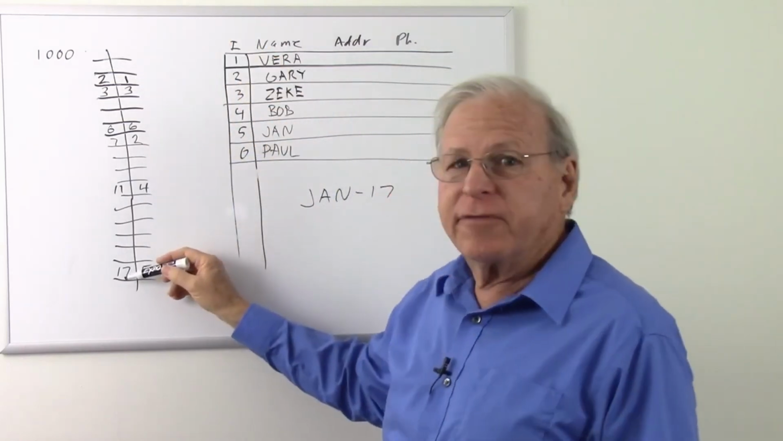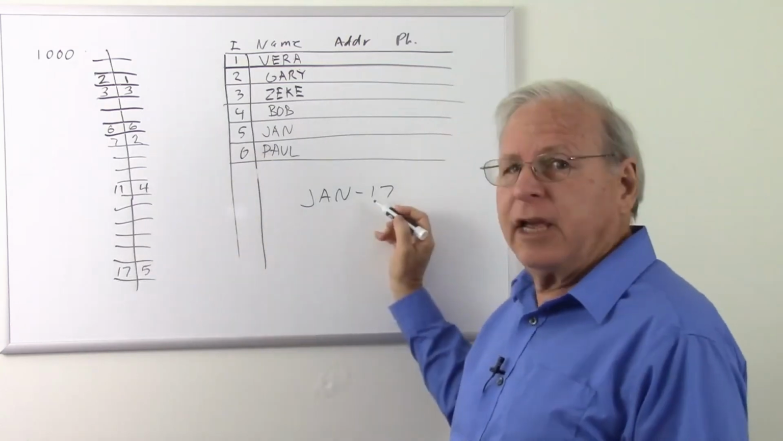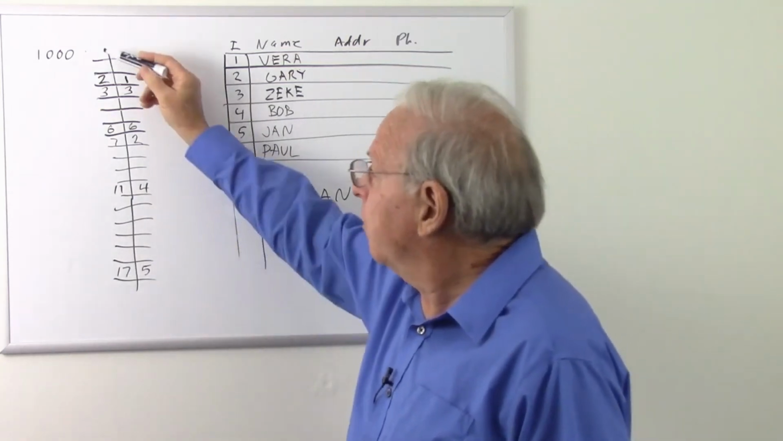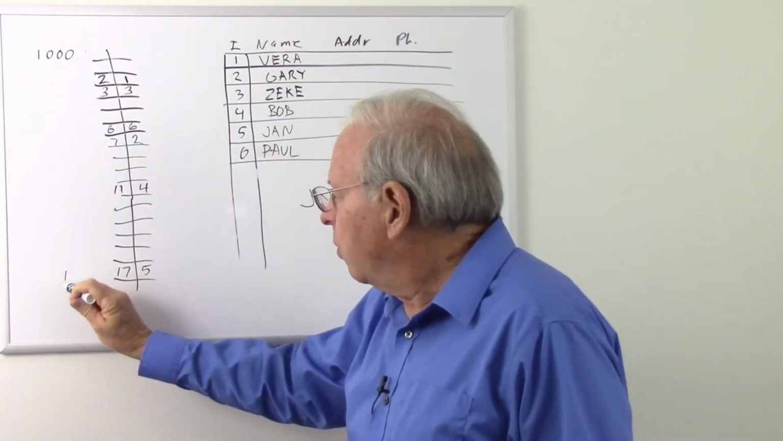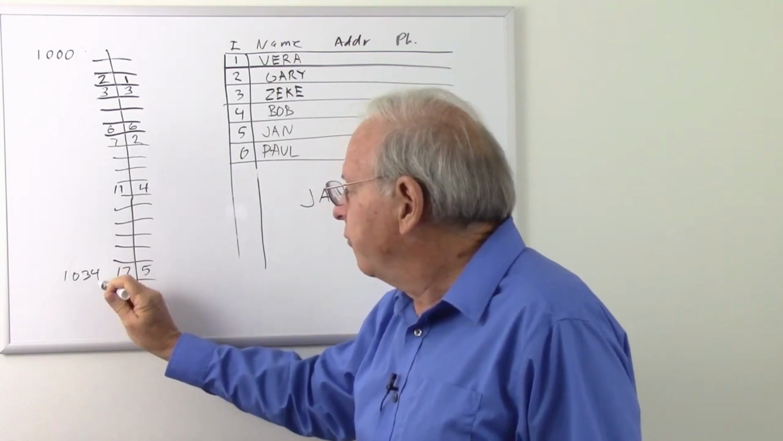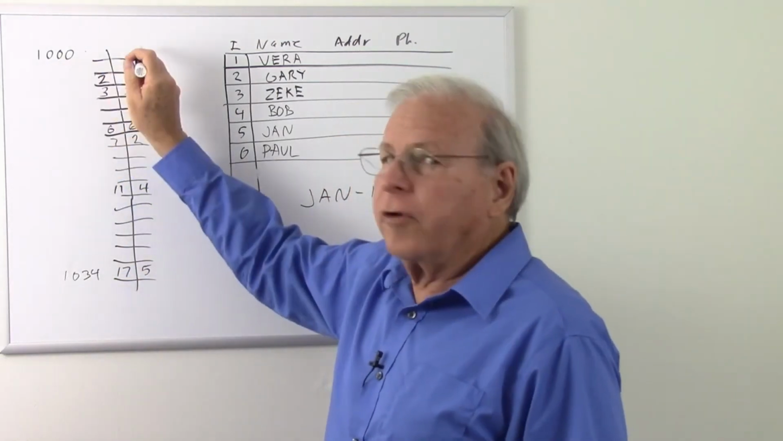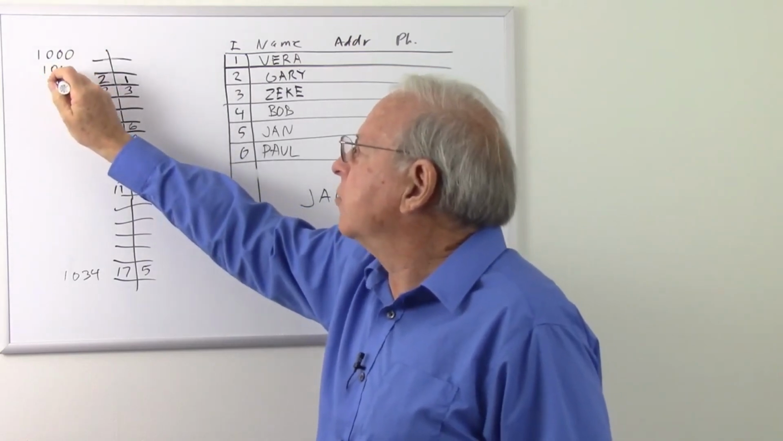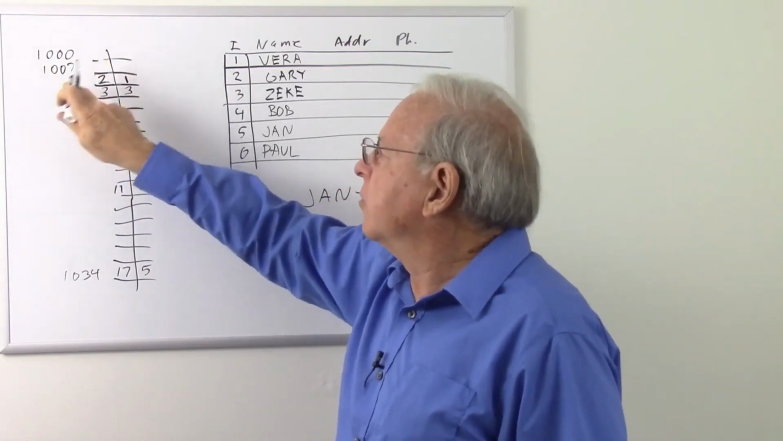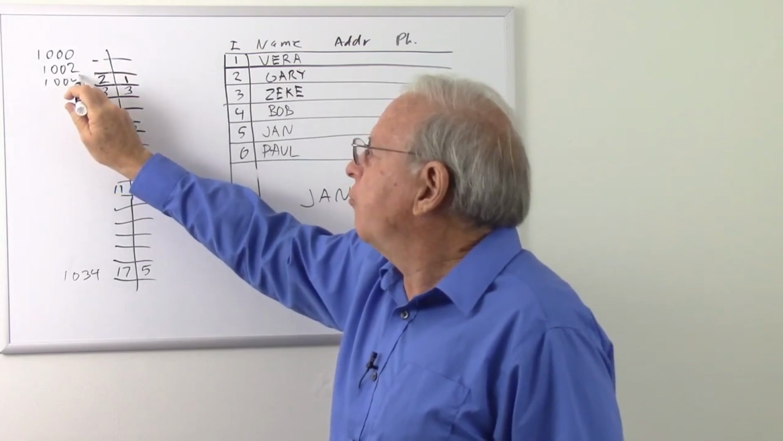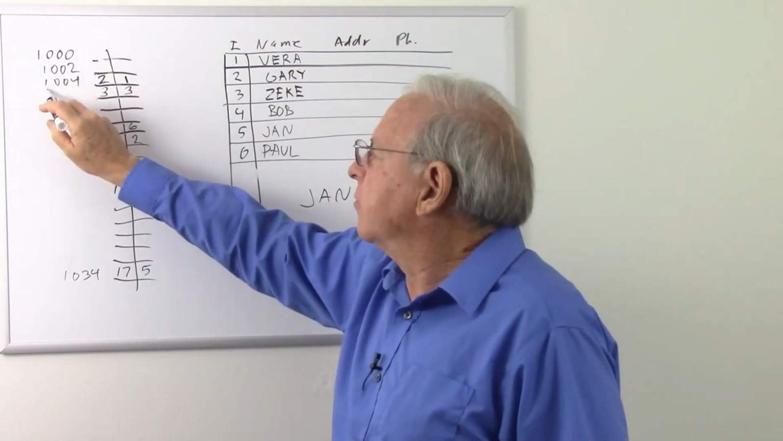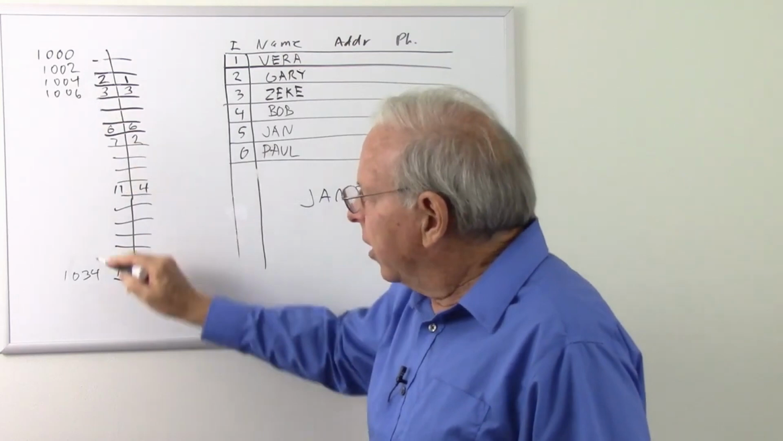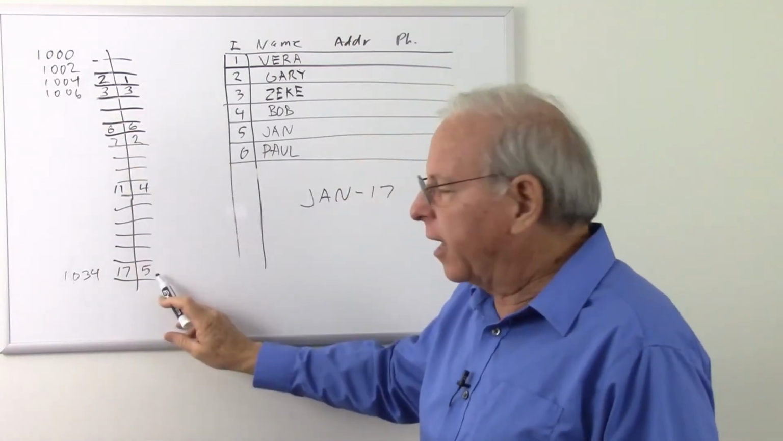So to find number 17, all I have to do is take this 17, multiply it by 2, and that gives me 34, because this will be at location 1034. So in other words, this is going to be location 1000, 1001, 1002, 1003, 1004, 1006, and so on till we get to 1034 down here.